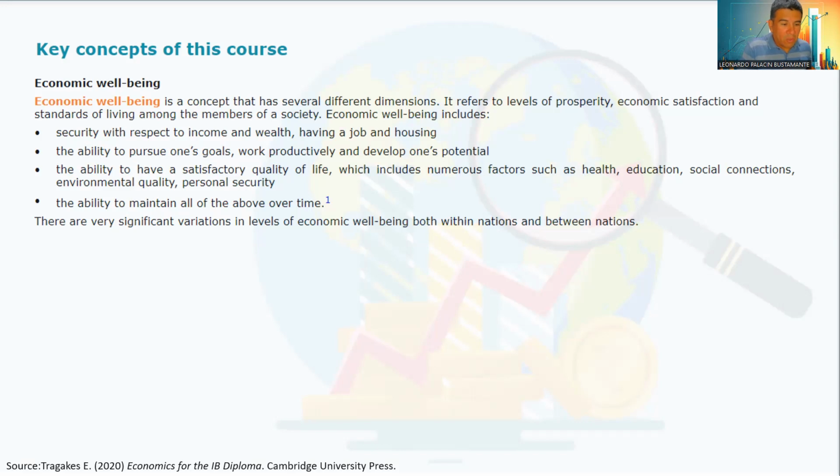One example of economic well-being is when people have a good job, have a house, have income and wealth. So respecting people's income and wealth is something that brings economic satisfaction. This is one example. Another example is when the society can pursue their goals, when the society can work productively, when they can develop their full potential. So economic well-being exists. Another example is how their life and their quality of life can be considered satisfactory.